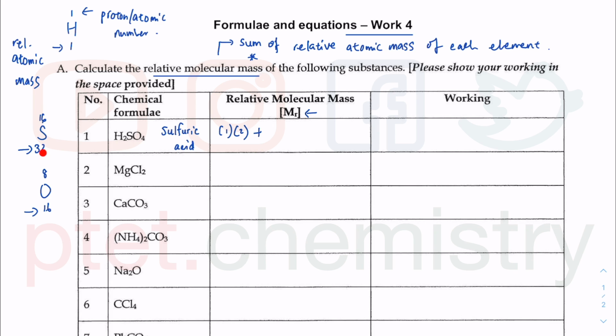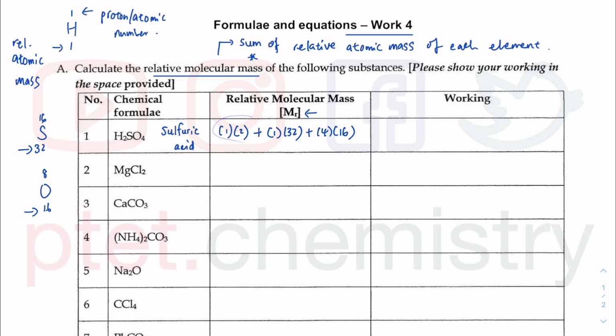There's 1 sulfur, so 1 times 32. It could be 32 times 1, it doesn't matter, as long as you have 1 sulfur. What is the mass for 1 sulfur? You look at the periodic table, you have relative atomic mass. Now you have 4 oxygens, so 4 times 16.